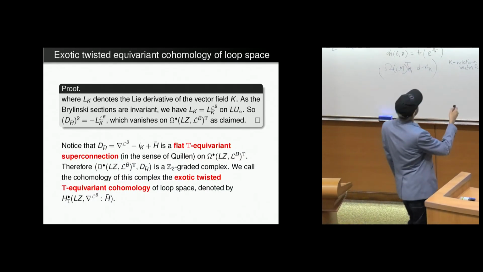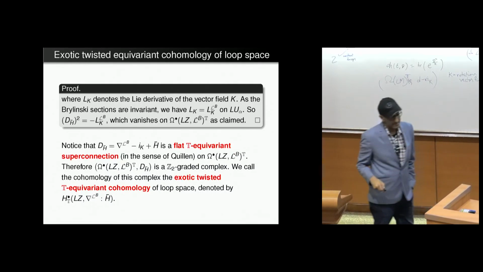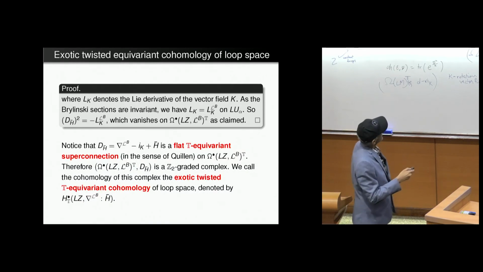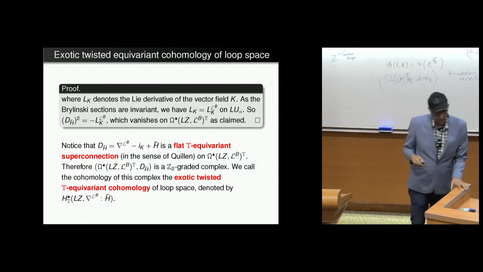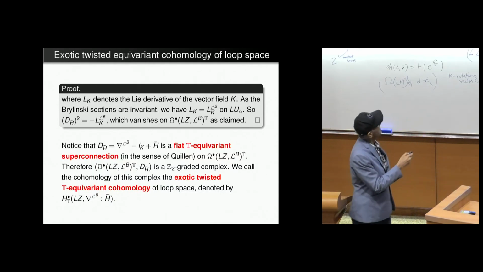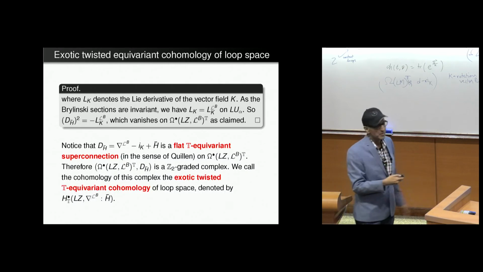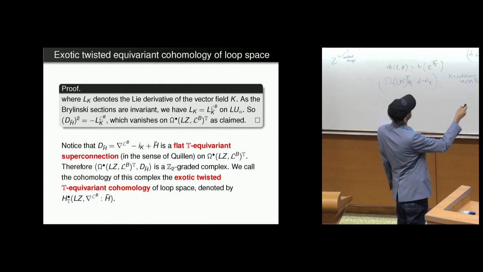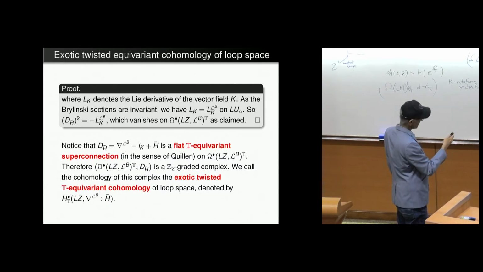So the upshot is that this operator is a flat T-equivariant superconnection in the sense of Quillen. This is a Z2 graded complex. We call the cohomology of this complex the exotic T-equivariant cohomology of loop space. Of course, now it's only Z2 graded, but you can fix the grading by putting a u over here and a u minus 1 over here. Then it's of degree 1, so you recover the Z grading, but then you have to put Z coefficients, with u over here also, power series in u.